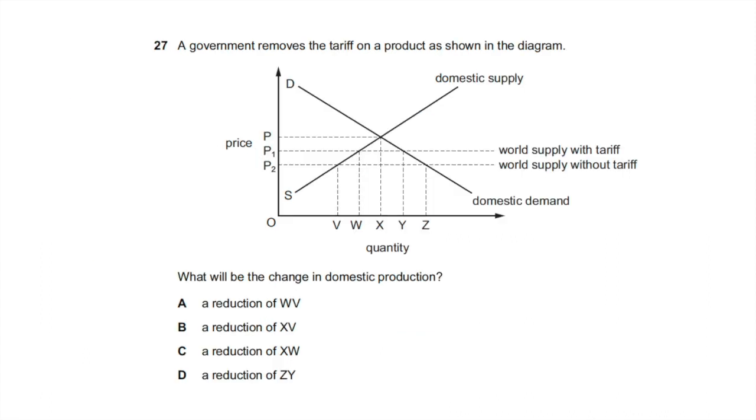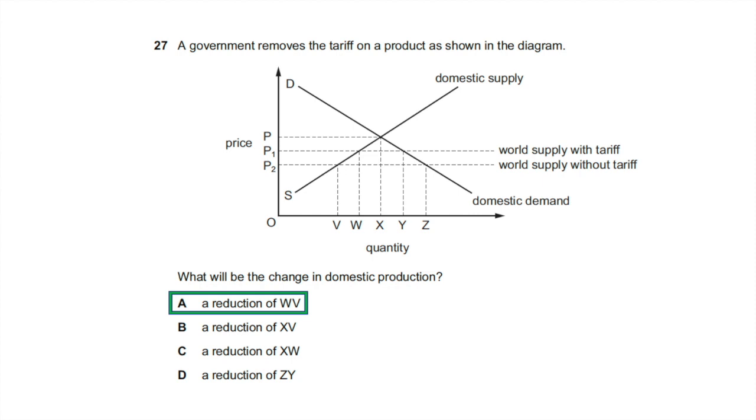27. The government removes a tariff on a product as shown in the diagram. What will be the change in domestic production? The answer here is A, a reduction of WV. And the focal point here is that the government is removing a tariff, not putting one in place.